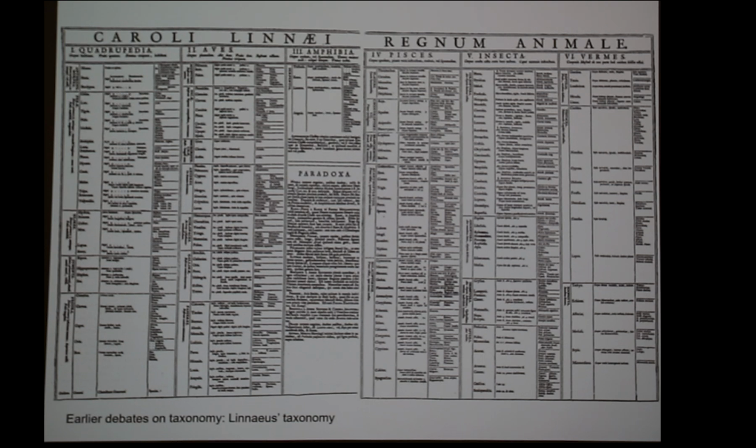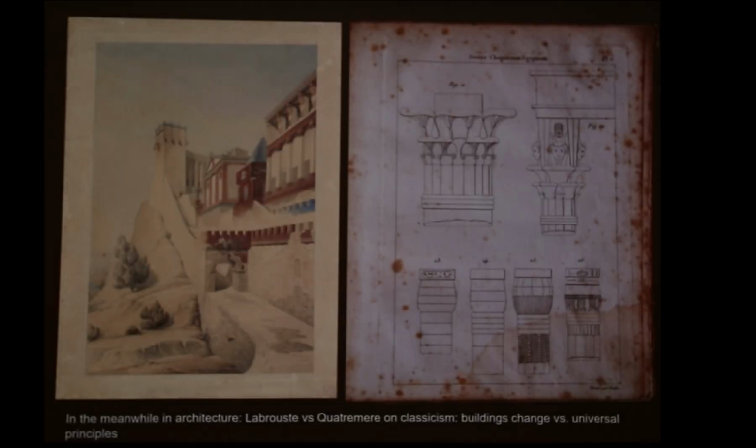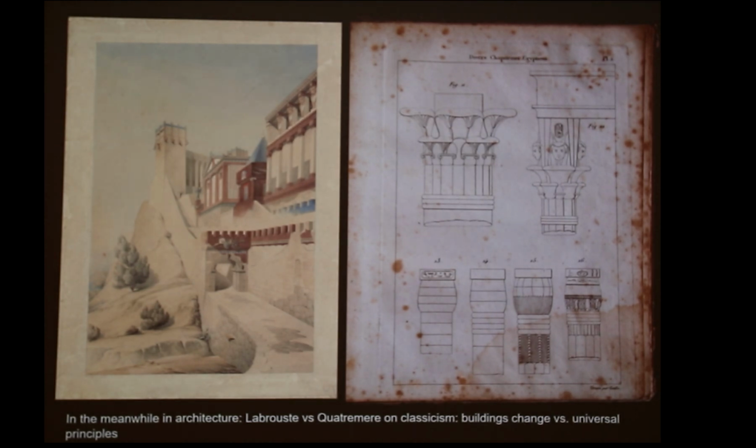And this relates a little bit to the earlier debates on taxonomy. For instance, Linné's taxonomy classifies plants and animals. And there's also Goethe's contribution to this, which is his notion of the Urpflanze, this ur plant that has all the components of plants. And Goethe also agrees in this debate with Geoffroy, but he says maybe we should be thinking about another term, namely type.